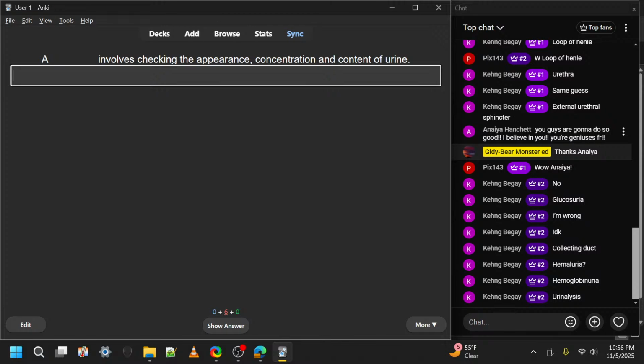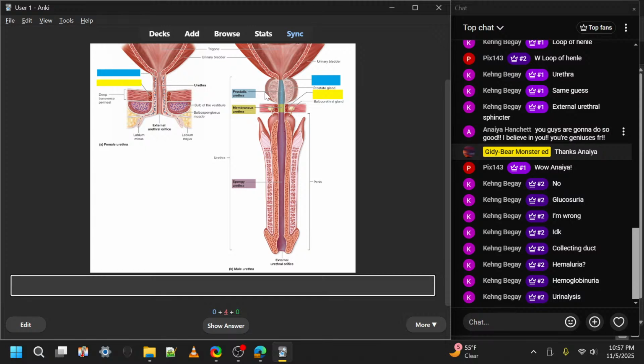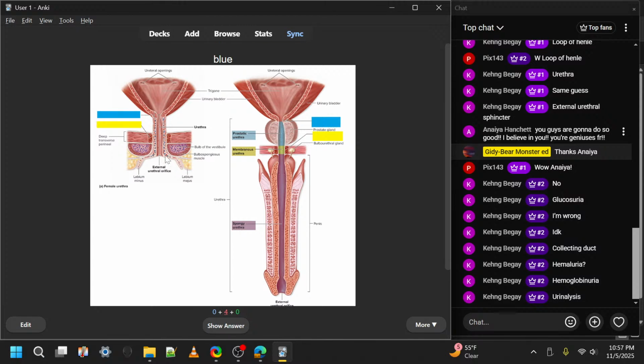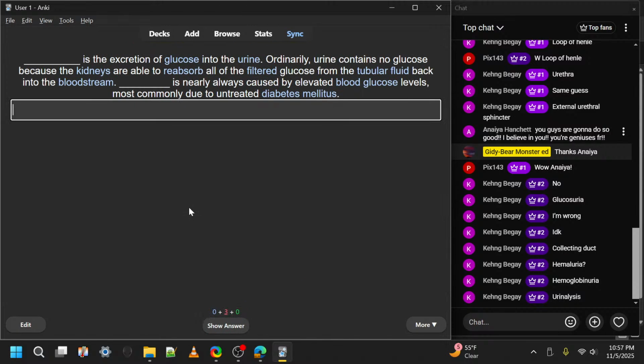Urinalysis, let's go! Nice. Alright, blank is when you have albumin in your urine. Urea. Nice. Alright, this is the internal urethral sphincter.